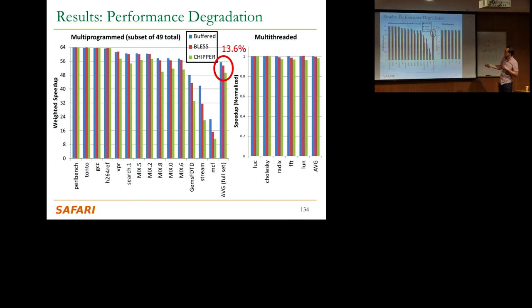And there are some cases, like stream and MCF. Basically, you have 64 copies of stream and MCF that are injecting into the network. So this is actually pretty intensive over here. And this is a subset of 49 total workloads, and the averages are across the full 49. So the takeaway, we're not as good as buffered, as you can see, with these intensive workloads, but we're not that bad also. In the multi-threaded workloads, the injection rates are even lower. As a result, we don't actually lose that much when you build CHIPPER. It's about 2%.